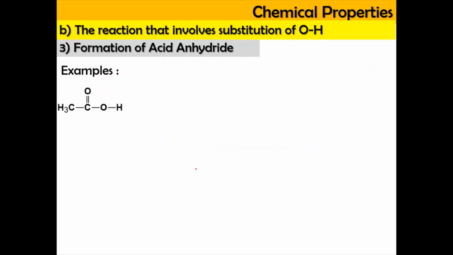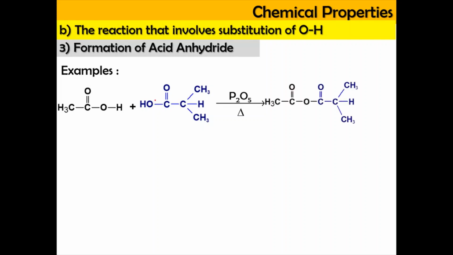Now let us look into a specific example. One carboxylic acid here, which is the ethanoic acid, reacts with another acid here. In the presence of P2O5, which is the phosphorus pentoxide, at high temperature, you're going to remove the OH as well as the hydrogen here. So this is going to remove H2O, and then the oxygen and carbon are going to link together to be something like this. So this is known as the anhydride.